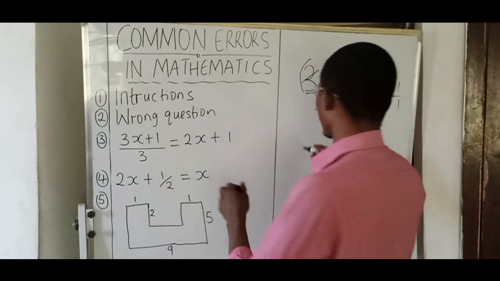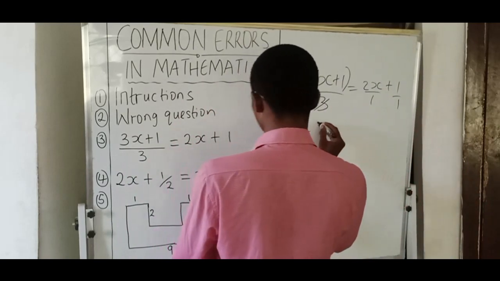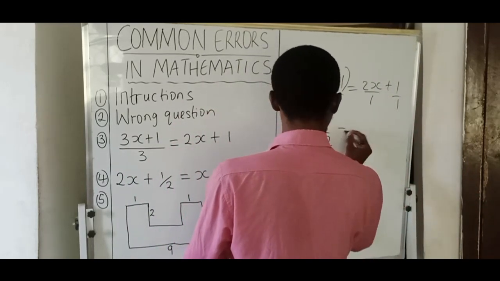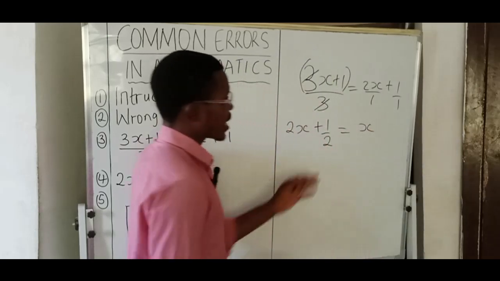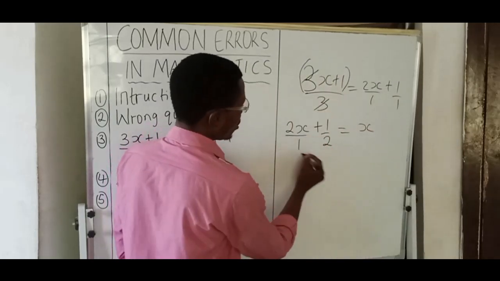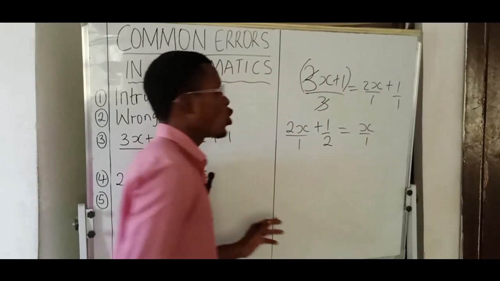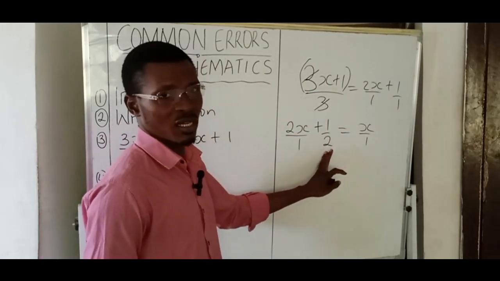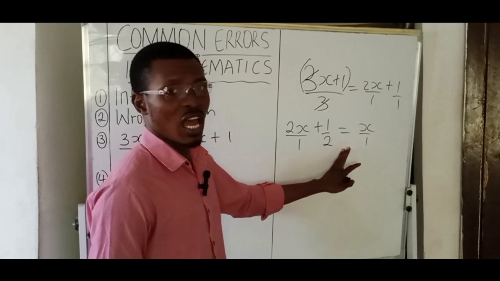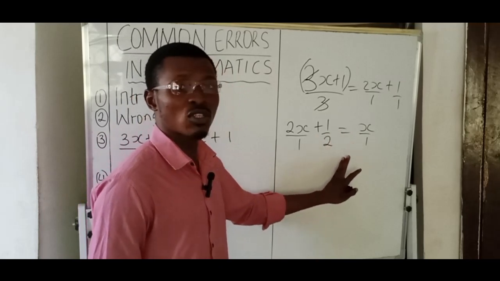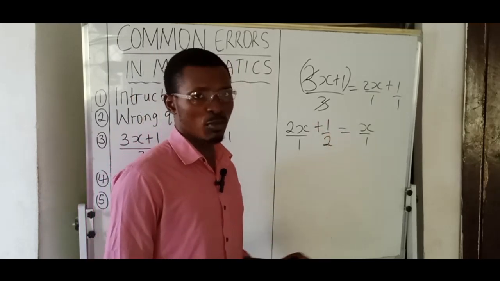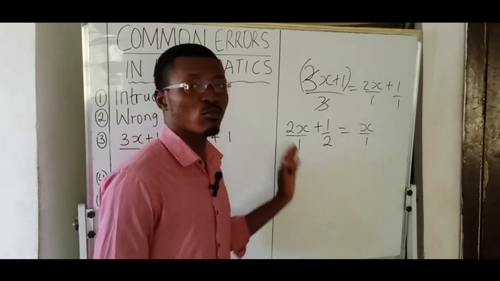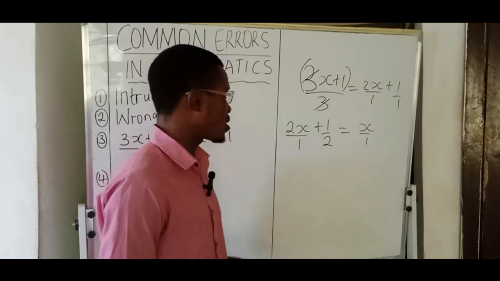For the fourth one, we have something like this: 2x plus 1 over 2 equals x. Like I said earlier, you can add over 1 here, over 1 here. What most learners do is that they cross multiply here. You cannot cross multiply here. I've always advised my students to avoid cross multiplication. It is safer to multiply each fraction by the LCM.